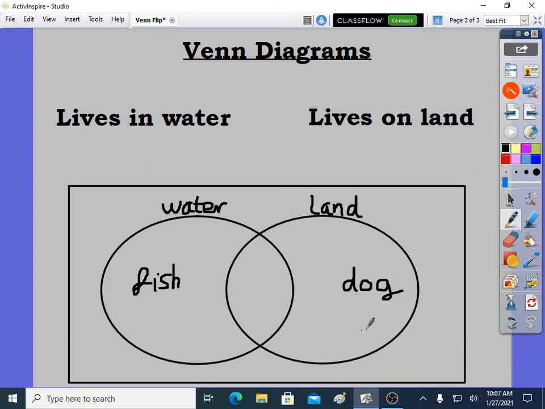Now there's some animals that live in water and on land, like a frog. Amphibians, they're called, a frog. So Venn diagrams can be used in nature.